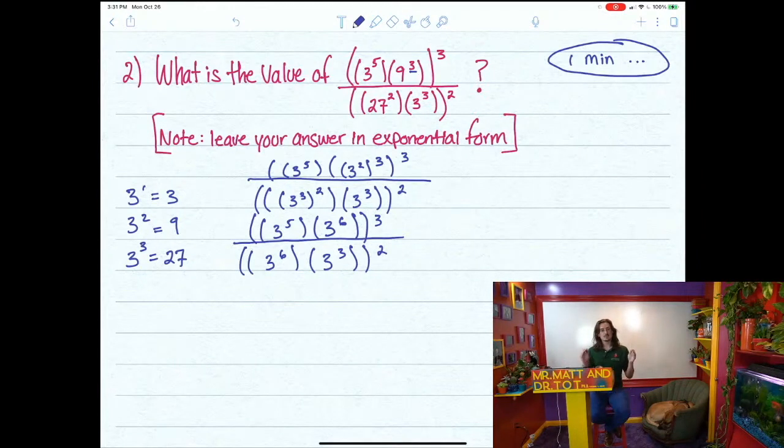Now, inside the parentheses, you have common bases raised to exponents, and you're multiplying. So you can keep the bases and add the exponents inside the parentheses, and then after that, you can apply the power of the power rule. So you can multiply by the exponent that's on the outside of the parentheses. Okay, I'm going to give you 1 more minute, and then I'll give you the solution.